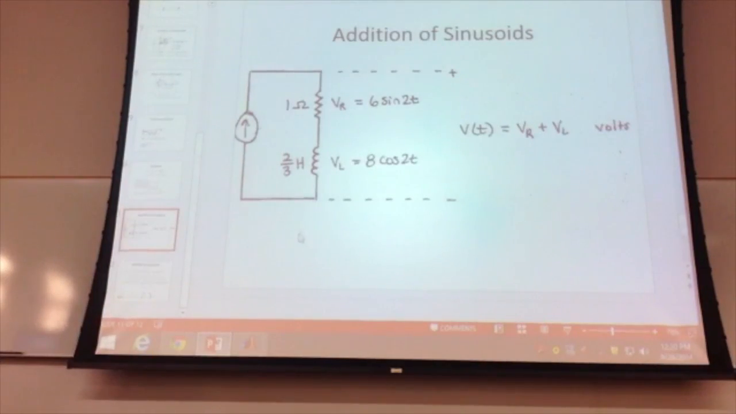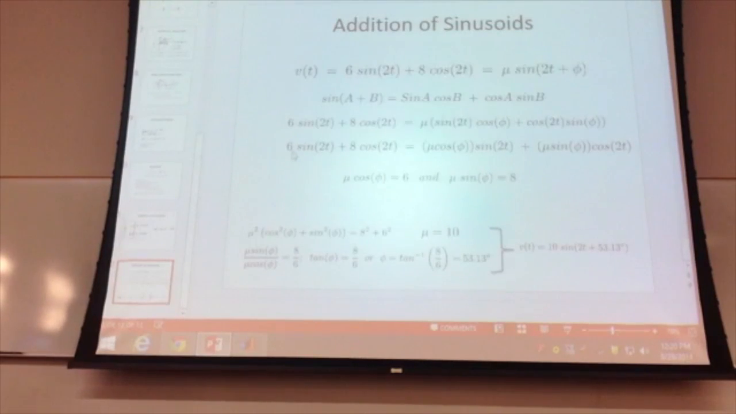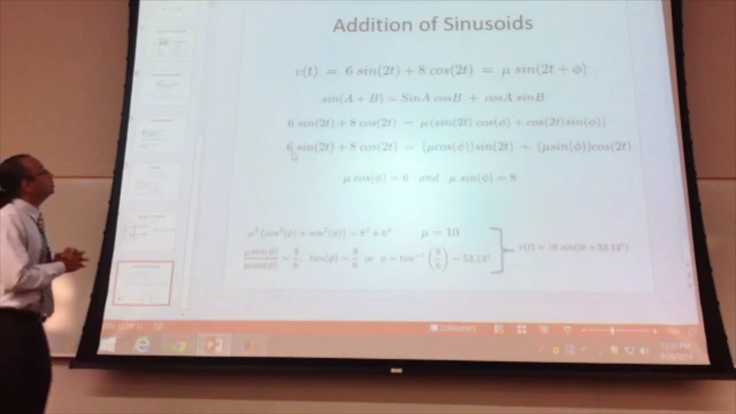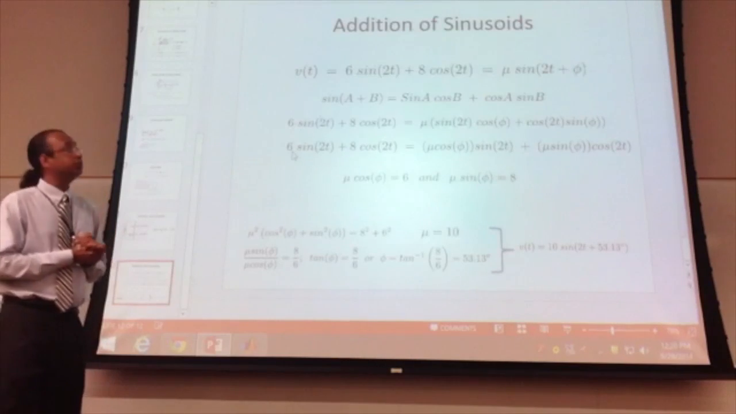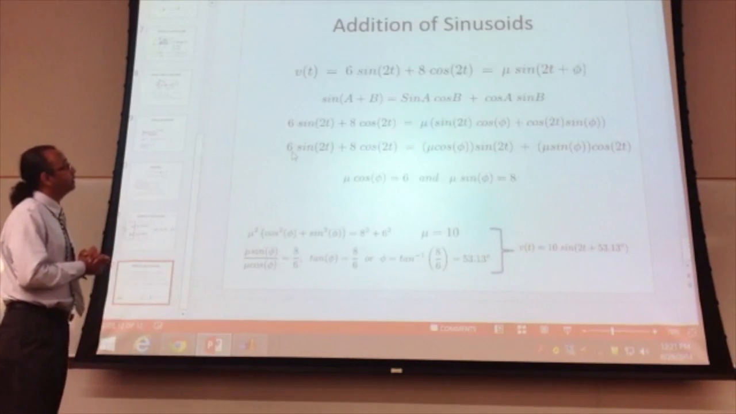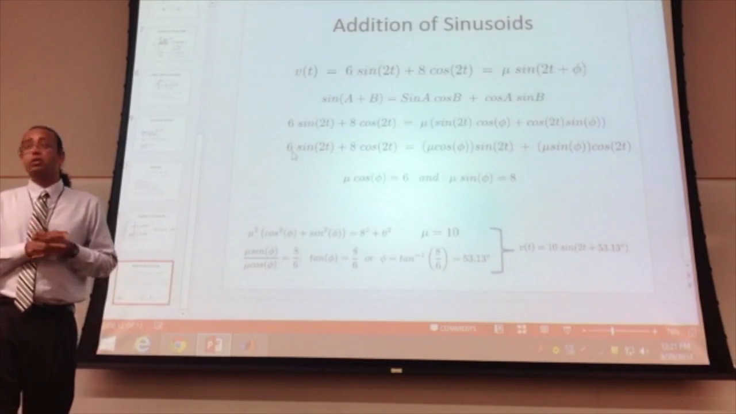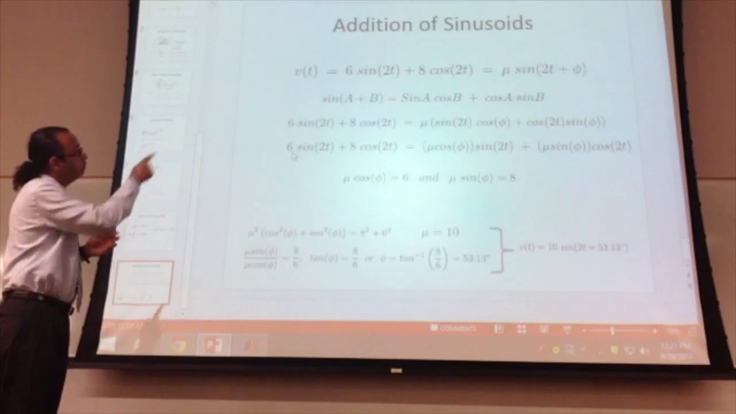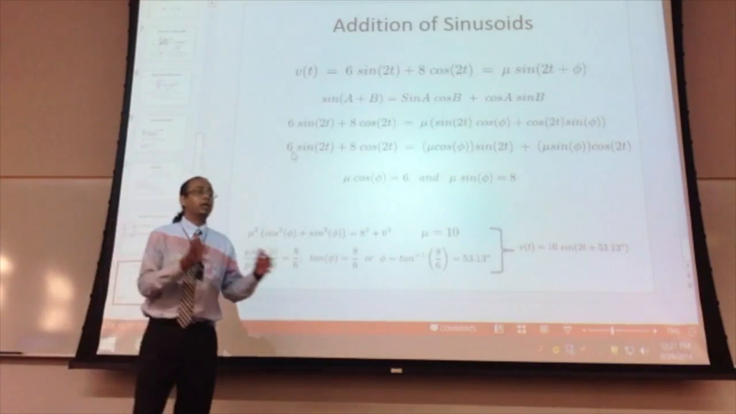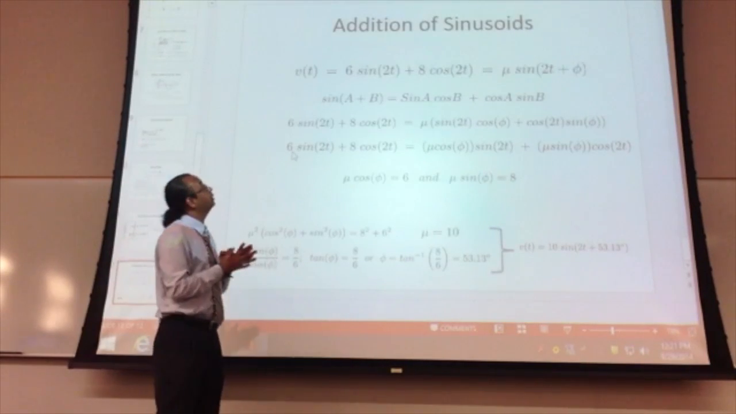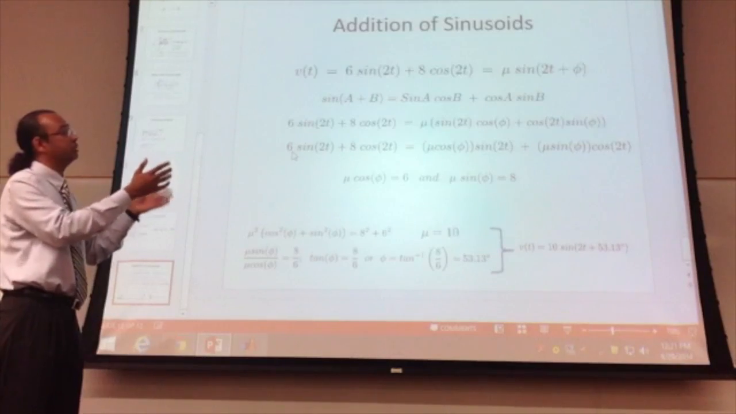Okay. So our goal is to add these 2 now. And this is how we do it. The addition of these 2, we call that v of t. And we say that our answer is going to be of the form, all sinusoids have to be in the form a sine omega t plus phi. So we say the answer is of the form mu sine omega t plus phi.